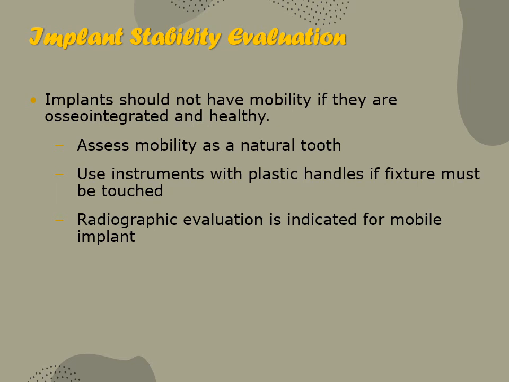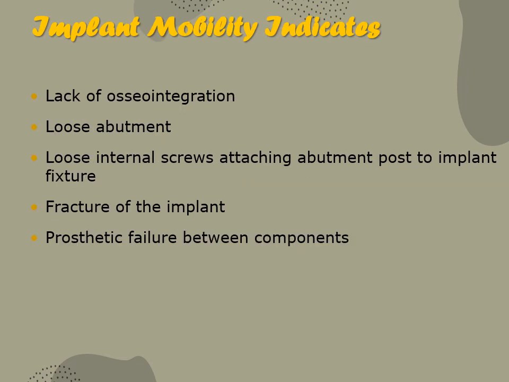And then a radiographic evaluation is indicated for a mobile implant. So if the patient comes in and their chief concern is, my implant is mobile, well, you're going to check, oh yeah, your implant is mobile, and then take an x-ray. Implant mobility indicates a lack of osseointegration, or a loose abutment, or loose internal screws attaching the abutment post to the implant fixture, or a fracture of the implant, or, I'm going to add this in, fracture of the bone around the implant, or a prosthetic failure between components.